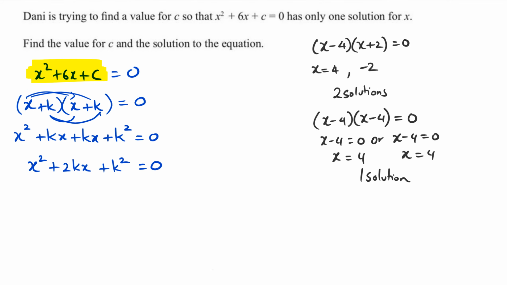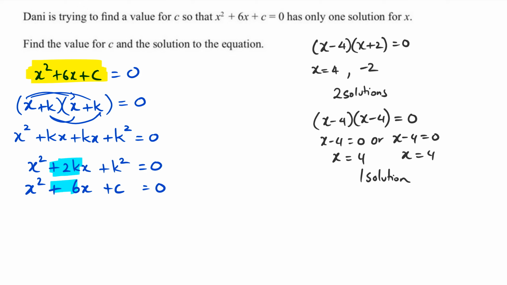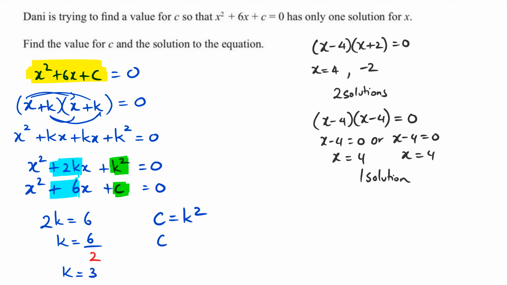Now if we go back to the original equation, x squared plus 6x plus c equals 0, and look at it like this, you've got the coefficient of x, which is positive 6 and 2k, and we can see that k squared is equal to c. So from here, I can say that 2k is equal to 6, which means k is equal to 6 divided by 2, so k is equal to 3. Once I figure out what k is, I can figure out what c is. So c is equal to k squared, therefore c is equal to 3 squared, and c is equal to 9.